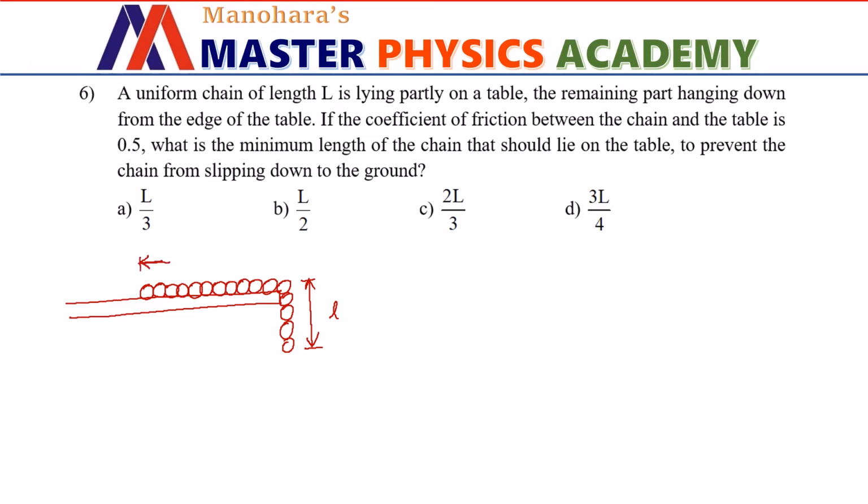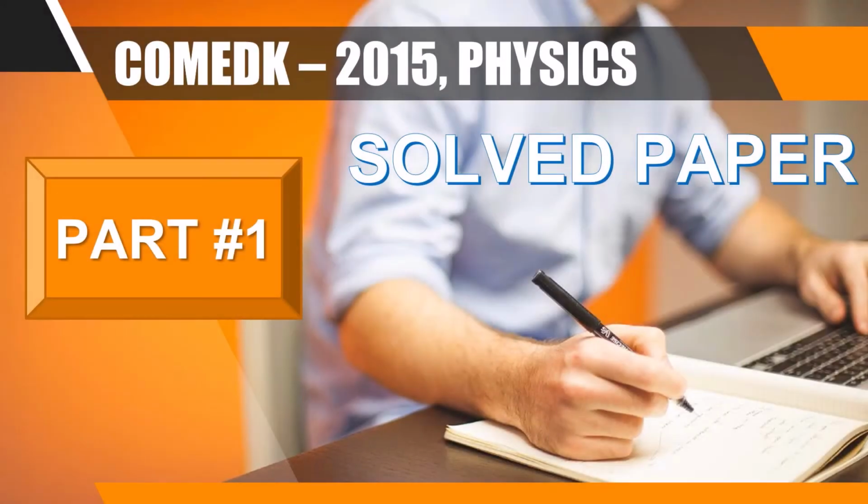It is going to be capital L minus small l, right? Now the weight of the hanging part of the chain will be equal to.